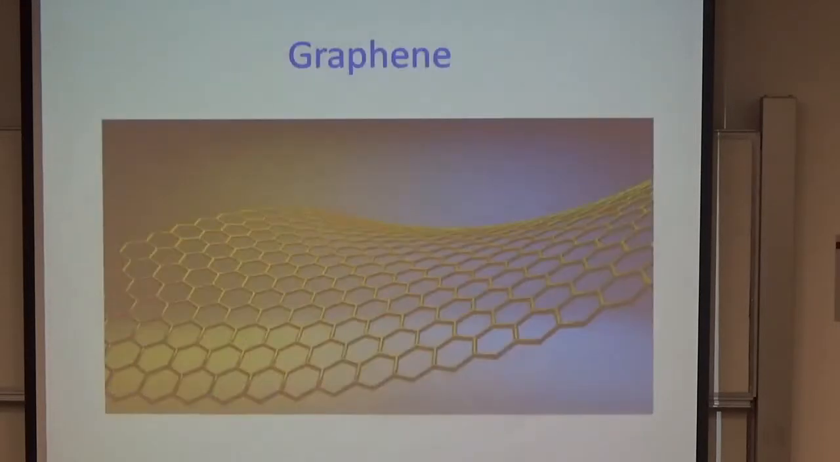Okay, so now let's move on to a second example, and this is graphene. Graphene was discovered during the last decade, and won the Nobel Prize. This is a single layer of carbon atoms arranged in this kind of pattern. And in graphene, of course, the electrons, etc.